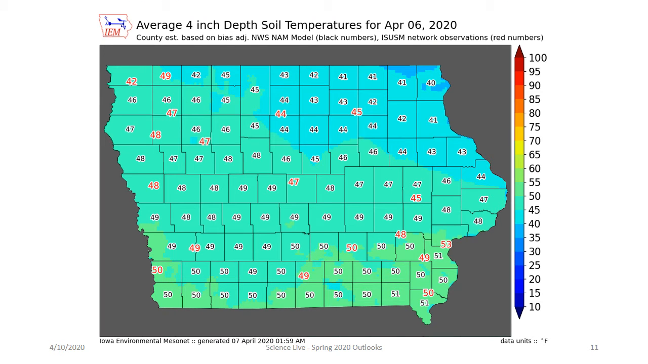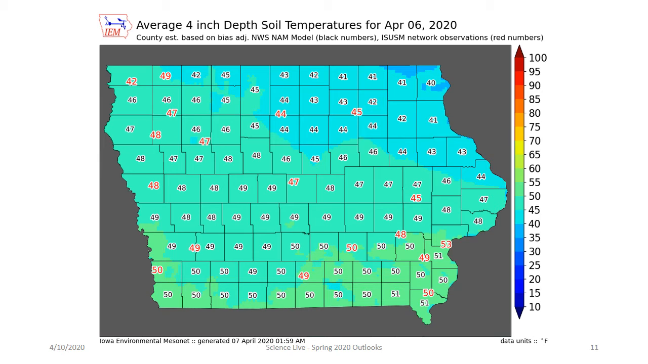Okay, so the next plot we're looking at is the 4-inch soil temperature. And this is as of yesterday, April 6th. And this is courtesy of the Iowa Environmental Mesonet, run up at Iowa State. Each county, as you see, has a number there. And these are based on the National Weather Service North American model.